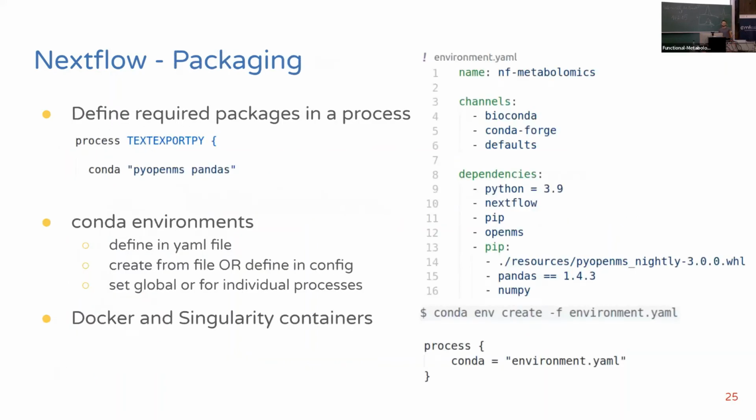For packaging, I personally use Conda with Nextflow. So if we have, let's say, a process here that is called text export pi, where we have a consensus feature file and we want to export it in a TSV table, we can do that with PyOpenMS and pandas. So I would need for that process specifically these two packages that I can install. So a Conda environment is specifically generated for that process alone.